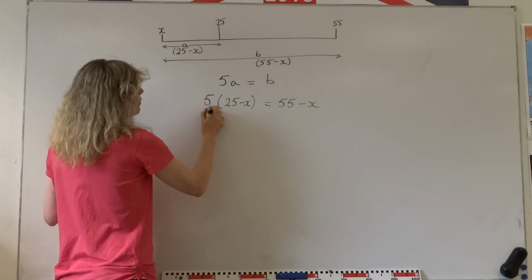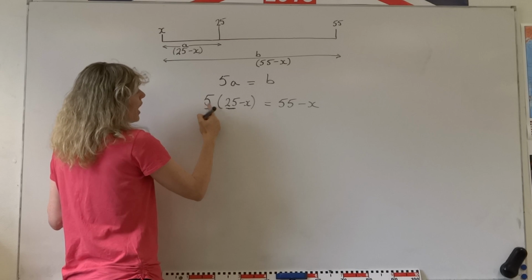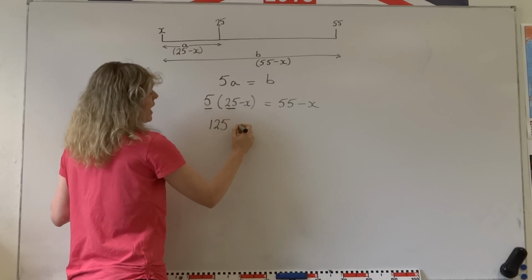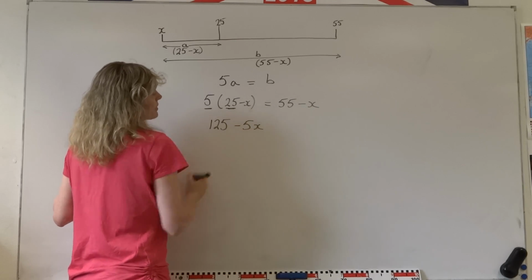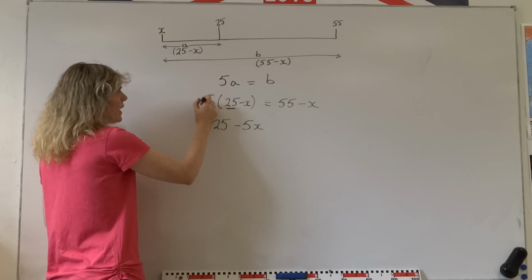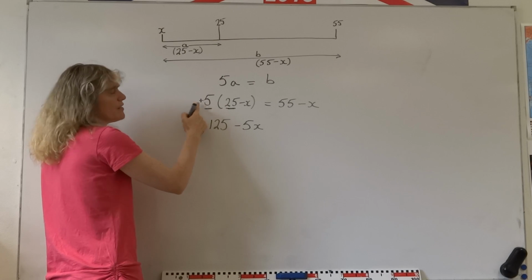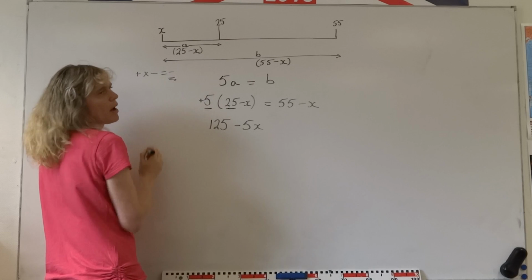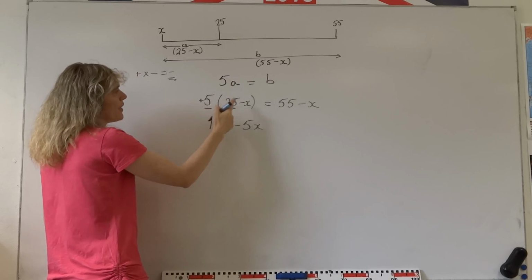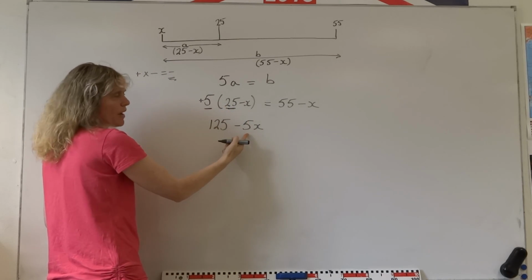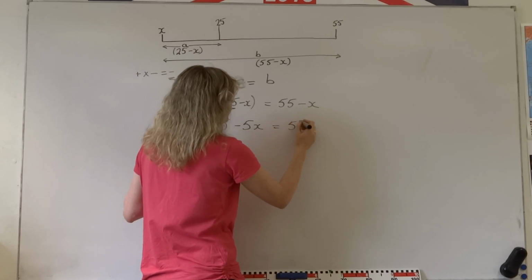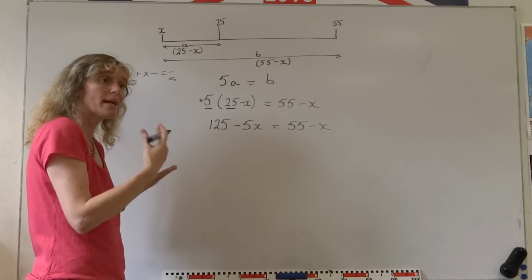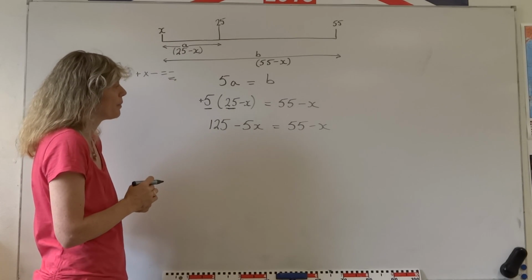We take our bracket and multiply through. 5 times 25 is 125. 5 times minus x is minus 5x. Important to think here that in front of the 5 is a plus sign, and a plus multiplied by a minus will always give us a minus in the answer. So plus 5 times minus x gives us minus 5x, equals 55 minus x. Same rule as last time, we want all the x's on one side and all the numbers on the other.